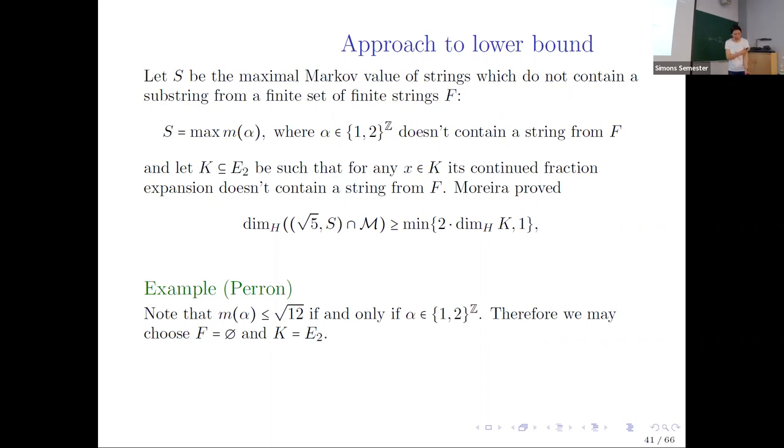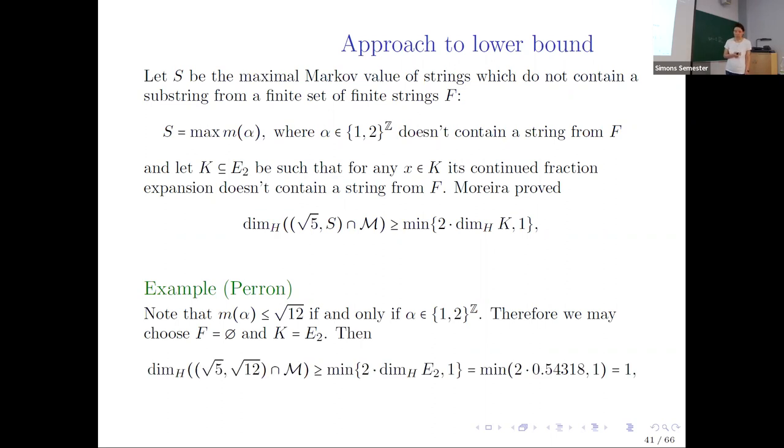Here's a simple application, again by Perron, which says that for the Markov spectrum, the Markov values for all sequences of ones and twos are smaller than square root of 12. And therefore, if we just take the empty set, we will get that the Hausdorff dimension of the interval between m and square root of 12 is actually equal to 1. And here is an explanation why we don't want to consider any other sequences in particular. Why don't we need any other digits? I'm sorry.